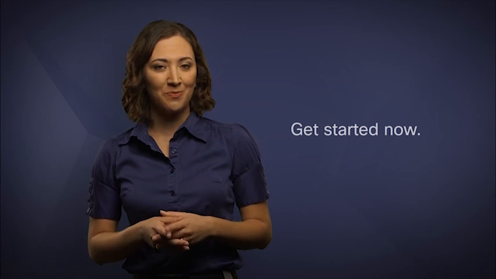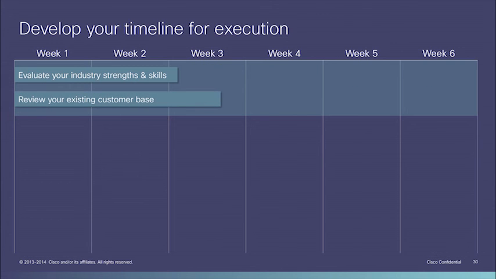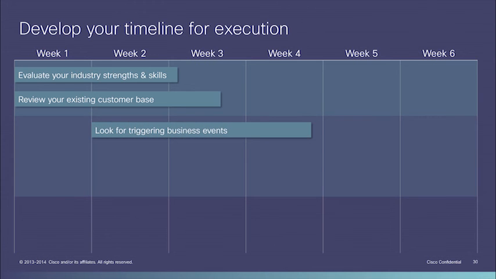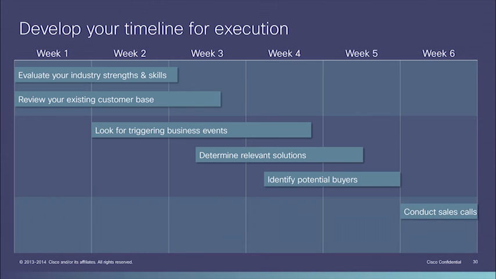Get started now by creating an action plan. First, evaluate your strengths and skills and examine the customer base from which you have to draw. And remember, don't overlook your SMB and commercial customers. Start looking for triggering events and identify the solutions that address the specific challenges of your customer. Think about who the decision makers will be and what they care about and how IoT can deliver value to them. Next, set up and conduct sales calls with all of this in mind.